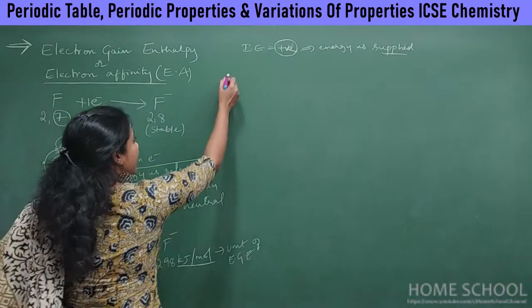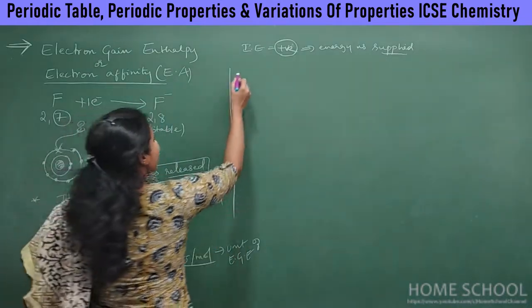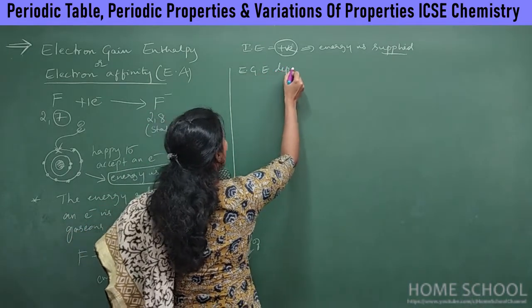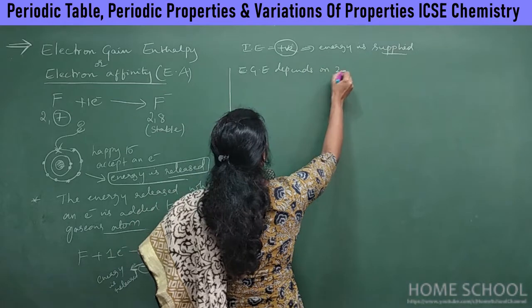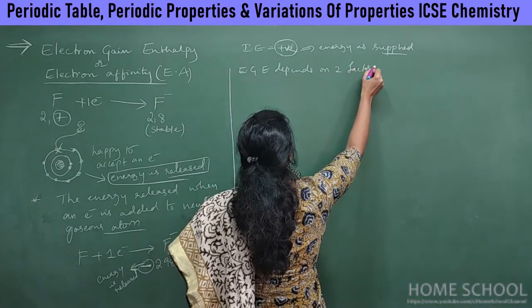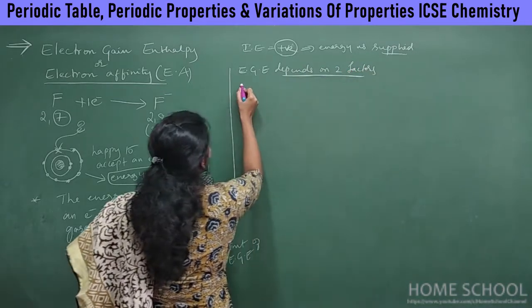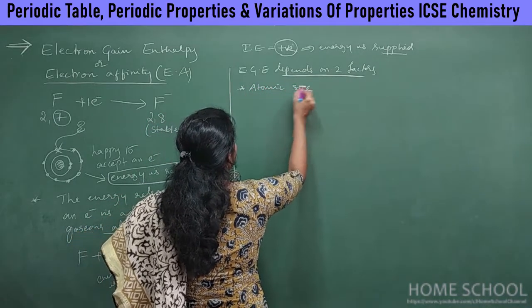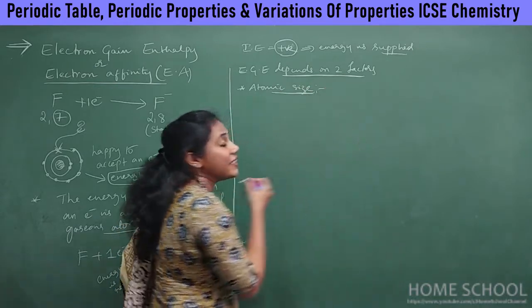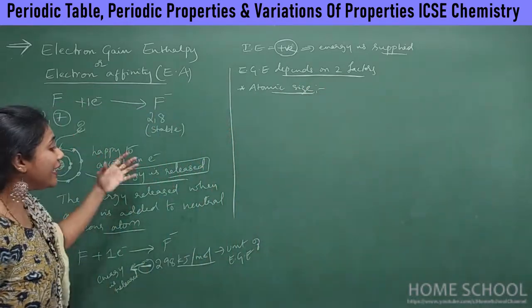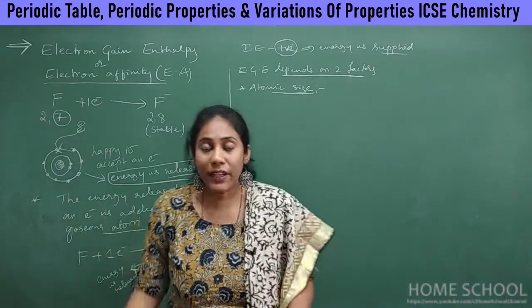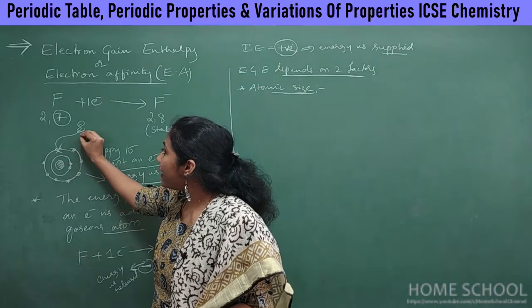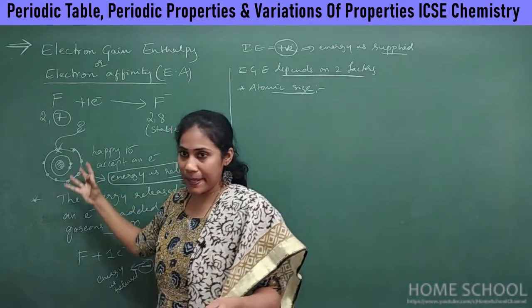And now, like every other property, your electron gain enthalpy also depends on two factors. What are the two factors here? First one is atomic size. As atomic size increases, our electron gain enthalpy decreases. What I wanted to tell you is, the smaller the atom, the incoming electron will feel more acceptance, right?